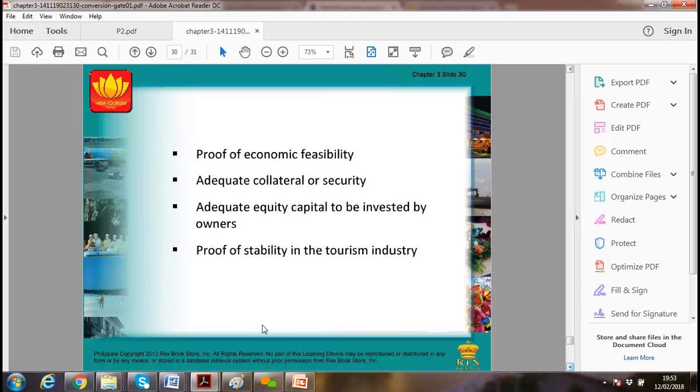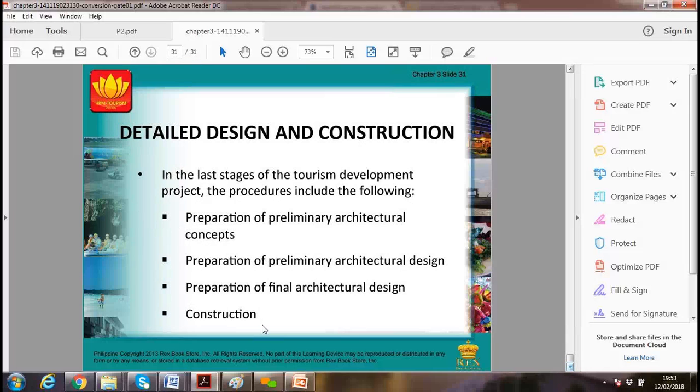Proof of economic feasibility. These are just a generic discussion which we normally need to do before we launch any project. And of course, both the public and private sectors can play a significant role. Any question? No questions.